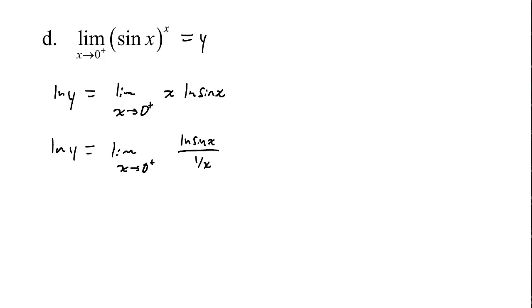Right, and this would be negative infinity, right? Let's see, sine of 0 is 0. ln as it approaches 0 from the right goes to negative infinity, and 1 over x from the right goes to positive infinity, so that's an indeterminate form. So this is ln y equals, I'm going to use L'Hopital's.